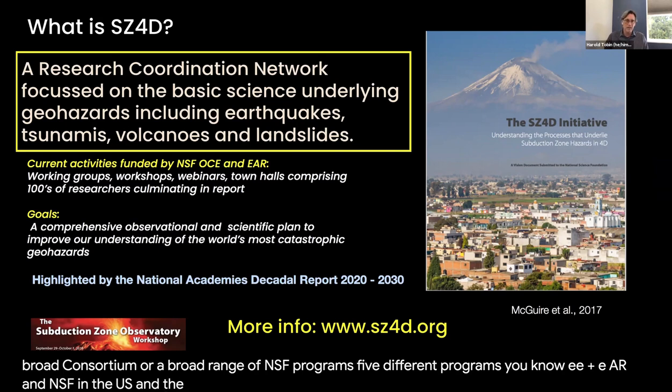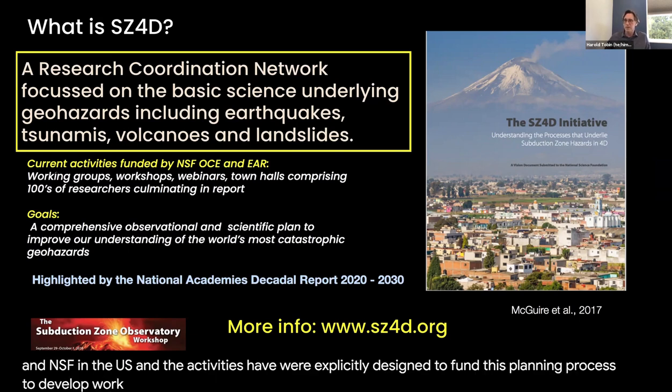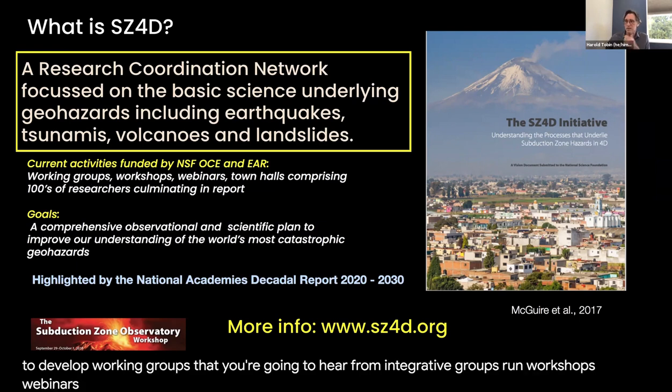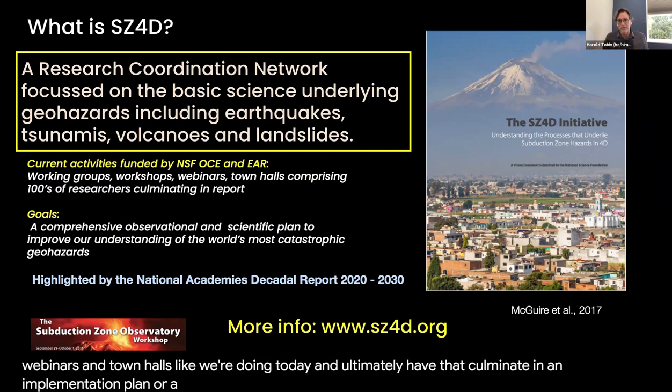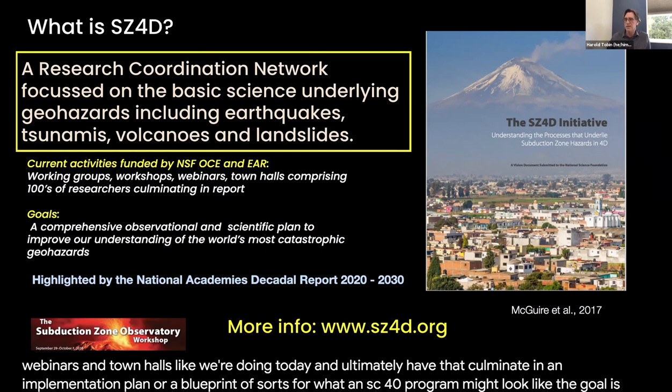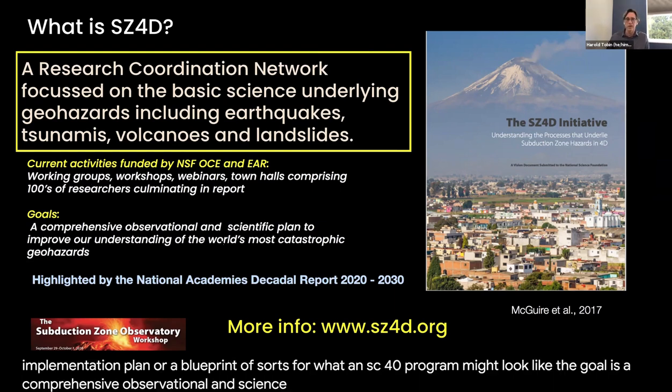And the activities were explicitly designed to fund this planning process, to develop working groups that you're going to hear from, integrative groups, run workshops and webinars and town halls like we're doing today, and ultimately have that culminate in an implementation plan or a blueprint of sorts for what an SZ4D program might look like. The goal is a comprehensive observational and science plan to improve our understanding of these catastrophic geohazards.